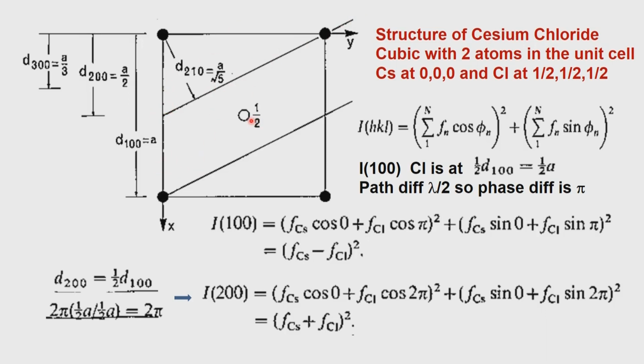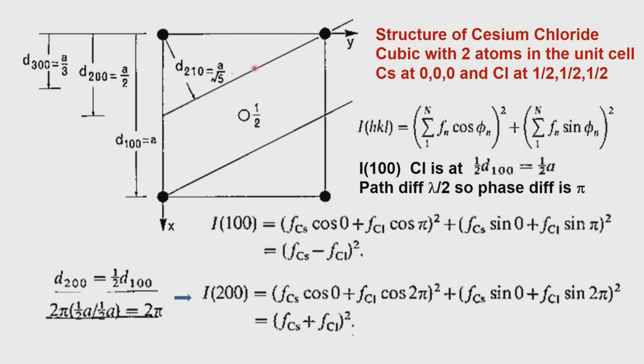We do not have to worry about the contribution from cesium because it is sitting at the origin. So, it contributes equally to all the reflections because the atom is at the origin. There is no difference in path, there is no difference in phase. So, whether the plane is parallel like D100, D200, D300, or a plane which is going like this, this is now 1 unit along y and half a unit along x. So, this is the D210 plane.